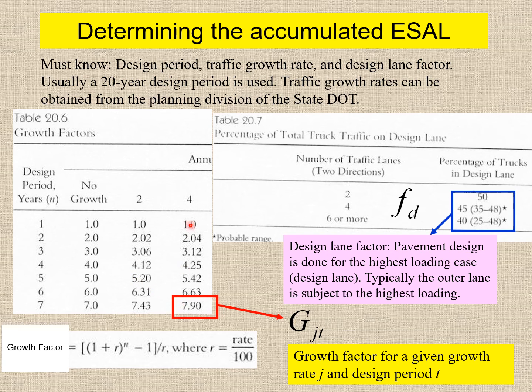For example, here we consider the 4% rate of growth, so this column is to be considered, and we consider the design period of 7 years, so the growth factor is 7.90. So either by using this table you can get the growth factor, or you can use this formula to calculate the growth factor yourself.